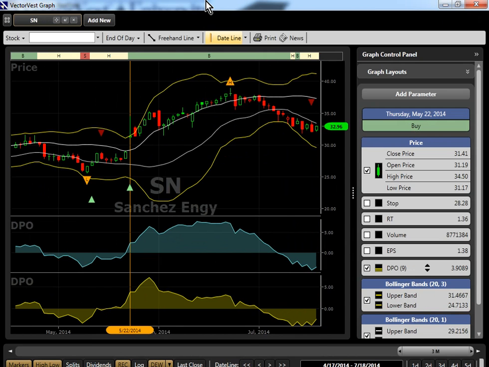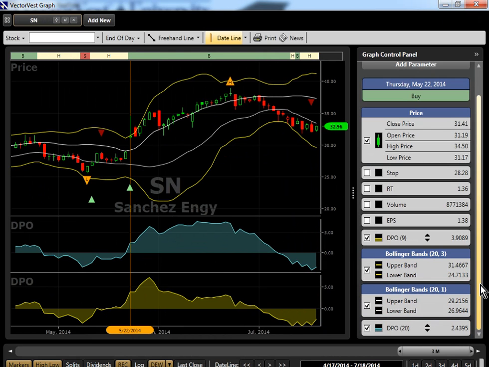And again, just a recap from last week's presentation. Let me first explain what we're looking at here on the graph. Obviously the stock's price up at the top here in candlesticks. The white lines here, the white bands, are Bollinger Bands, and we're looking at a 20-day look-back period with a 1 standard deviation. The yellow lines, or the yellow bands, are also Bollinger Bands, same look-back period, but we've widened the standard deviation from 1 to 3. At the bottom is a 20-day DPO in blue and a 9-day DPO in yellow, and I'll explain why we put the 9 on there in a minute.